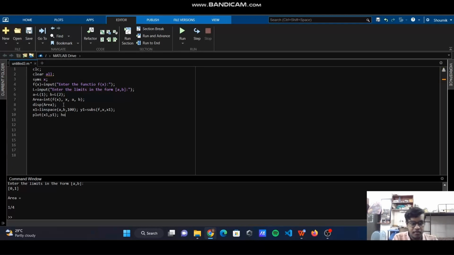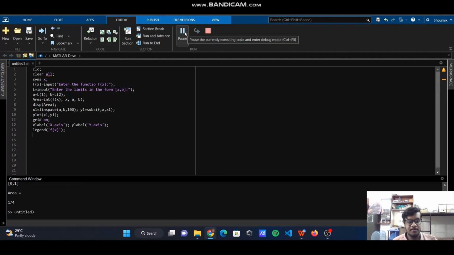Plot x1 comma y1. Hold on, though it isn't required in this one, so we could just get rid of that. Plot x1 comma y1. Grid on, x label, x axis, y label, y axis. Other than that, legend f of x, g of x. We don't need g of x. It isn't here. Now let's just run this.